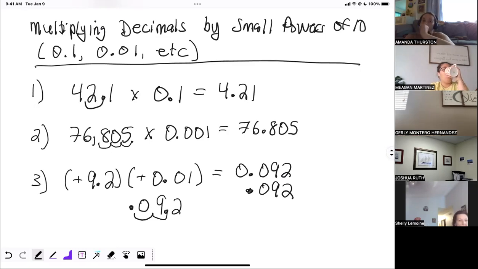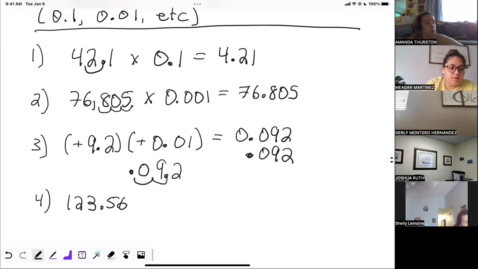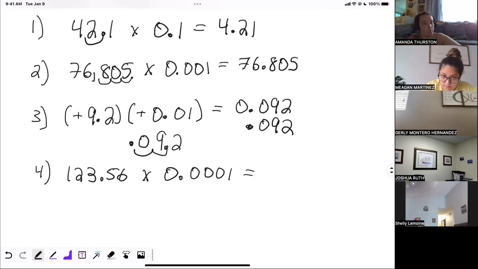Okay, I want to do one more. 4. 123.56 times 0.0001. Making this number much smaller by 4 decimal places.